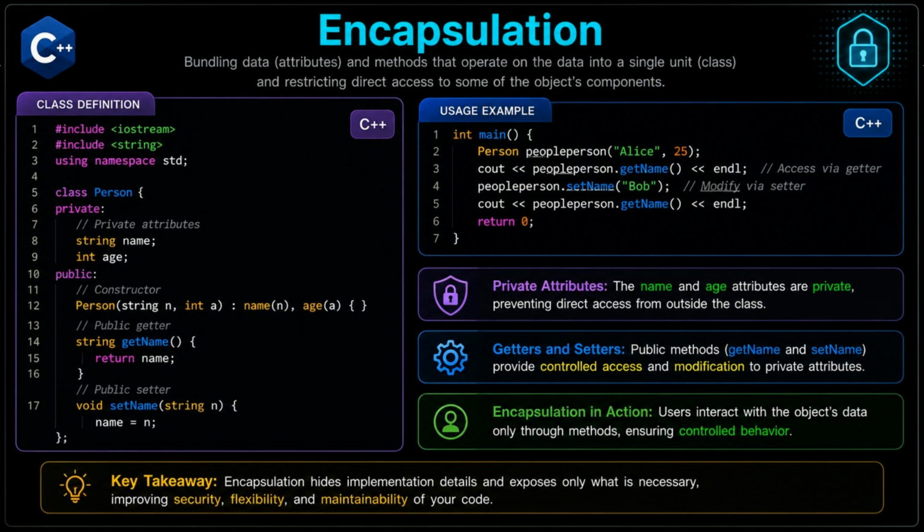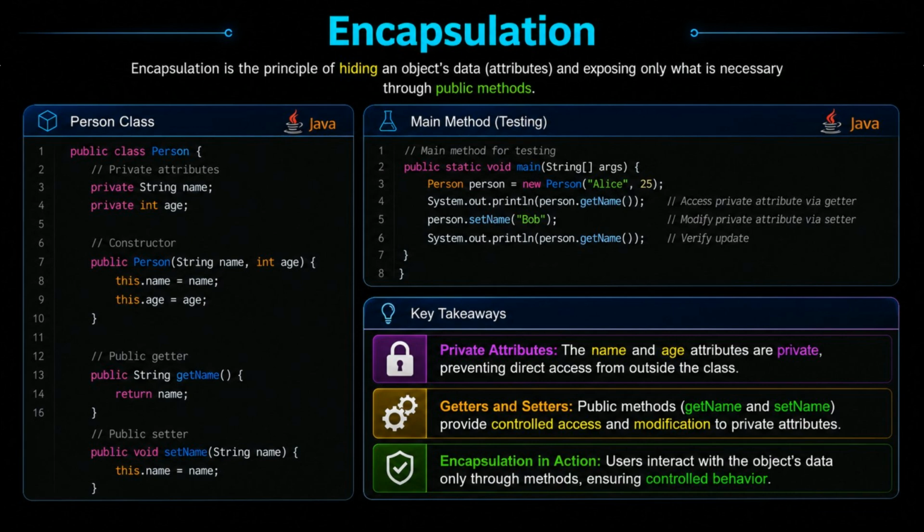Here's encapsulation as actual C++ code. Name and age are private attributes, completely inaccessible directly from outside the class. The public getName and setName methods are the only way in or out, exactly the controlled access encapsulation is designed to enforce. Here's that same encapsulation pattern in Java, private name and age attributes, with public getName and setName methods providing the only controlled path to read or modify them, identical structure and behavior to the C++ version.